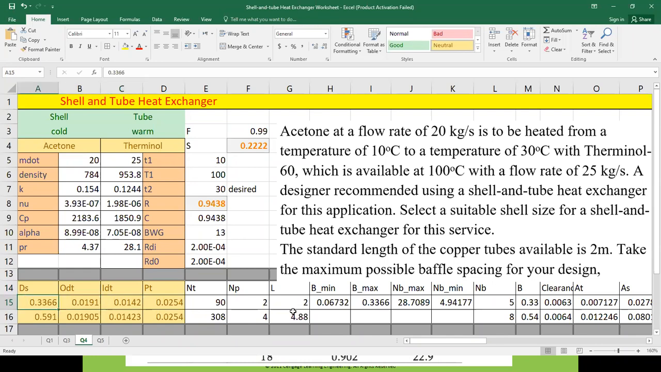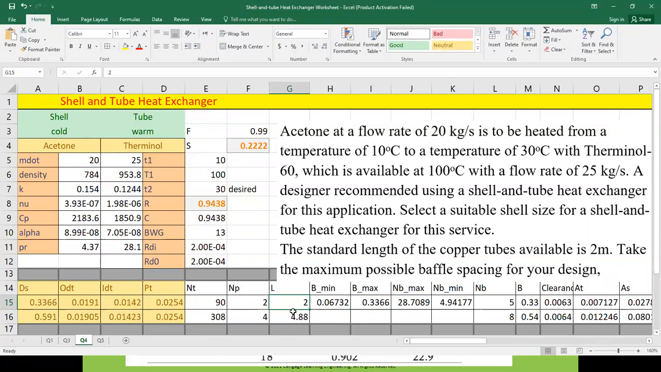Okay, now we have all these parameters: shell diameter, outer diameter of the tube, inner diameter of the tube, tube pitch, number of the tubes, number of passes, and length. Okay. Now, another parameters that we need to find is the baffle spacing and the number of baffles. How do we define the baffle? How do we calculate the baffle spacing and number of baffles?